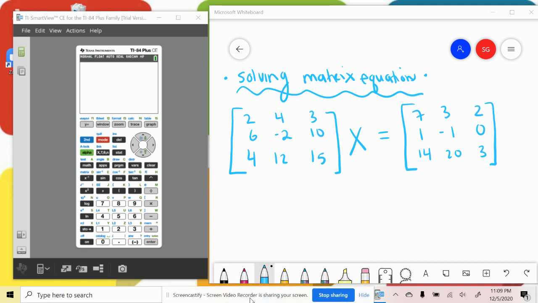In this video, I'm going to show you all how to solve a matrix equation in your calculator. So we've done them with 2x2 matrices, right? But we haven't done them with anything larger because we haven't been finding inverses by hand of anything larger. So we need our calculator to support us.